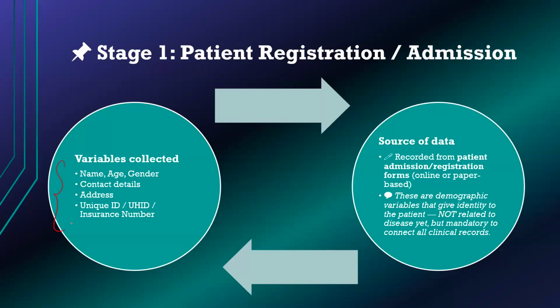This could depend upon what type of hospital it is, the level of administration, or the type of software behind it. So it could be online data collection or paper-based data collection. You may have documents for that. These are demographic variables that help you understand the identity of the patient. They are not particularly related to the disease yet, but they are still mandatory to collect as clinical records.